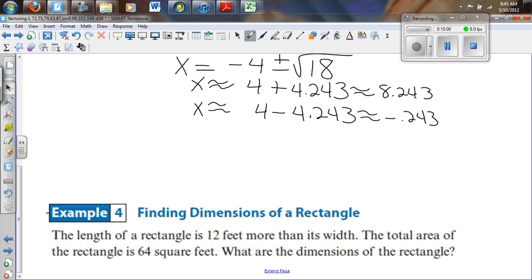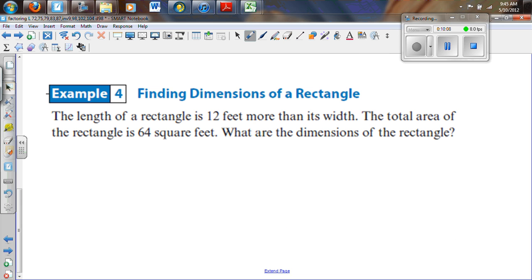Finding the dimensions of a rectangle. The length of a rectangle is 12 feet more than its width. First thing I'm going to do, draw a picture. And so width, we don't know. Length we know is the width plus 12. And it says the total area of the rectangle is 64 square feet.